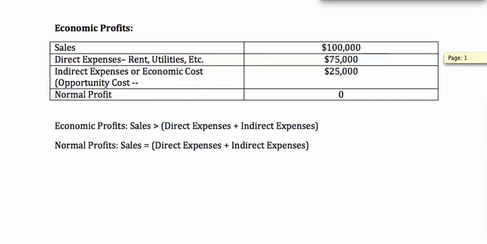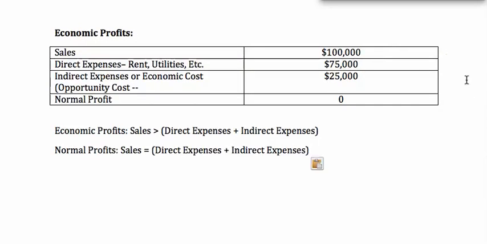Now let me move on to economic profits. And in economic profits, we have a slight difference. Same type of example in regard to sales coming in at $100,000. It still looks at the direct expenditures, which would be rent, utilities, wages, etc., and that's $75,000. And then we have a new row here, and this is what I refer to as indirect expenditures or economic costs or opportunity costs.